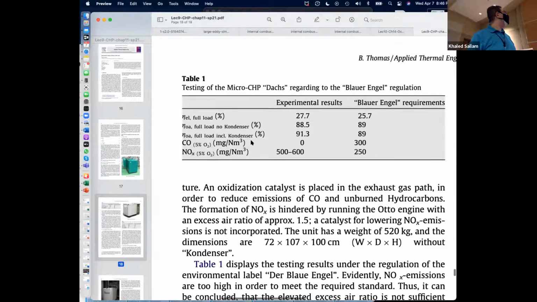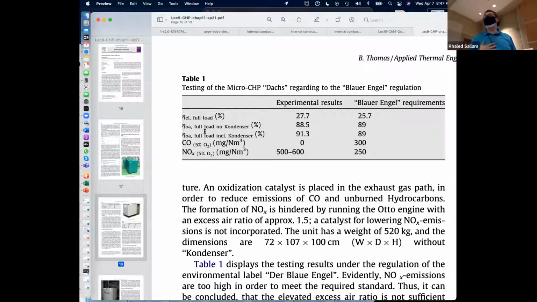And you can see the eta electric is 27%. Why is it low? Because it's a small unit. A small unit does not have the same efficiency as a really big power plant with a lot of feedwater heaters and a lot of regeneration and reheating. All those things that make the power plant so big to make the efficiency higher, you cannot duplicate on a small scale. Okay? But what's eta overall?